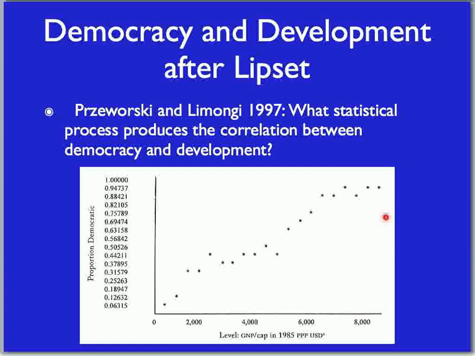So Jaworski and Lemoyne say, well, that could happen for a variety of reasons, and they try to set out in their piece, which you'll read, an explanation which doesn't depend on economic development causing democracy, but rather economic development helping to preserve democracy.